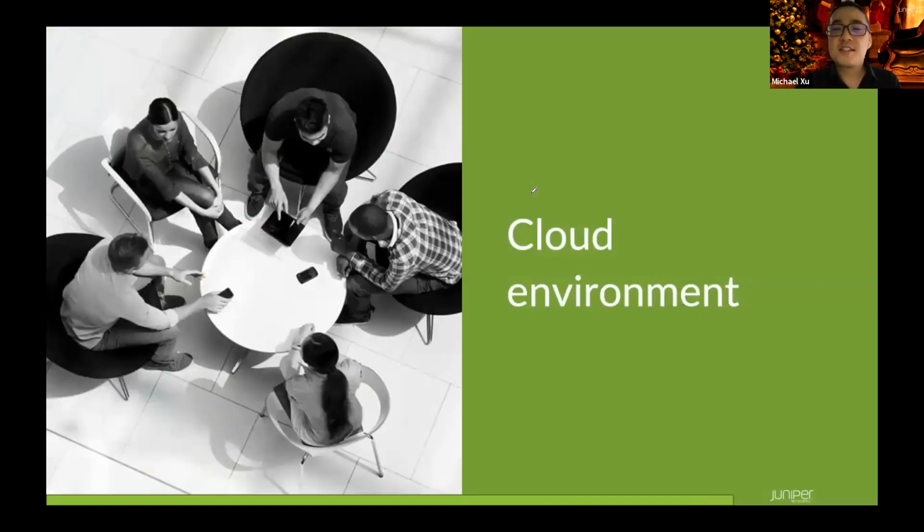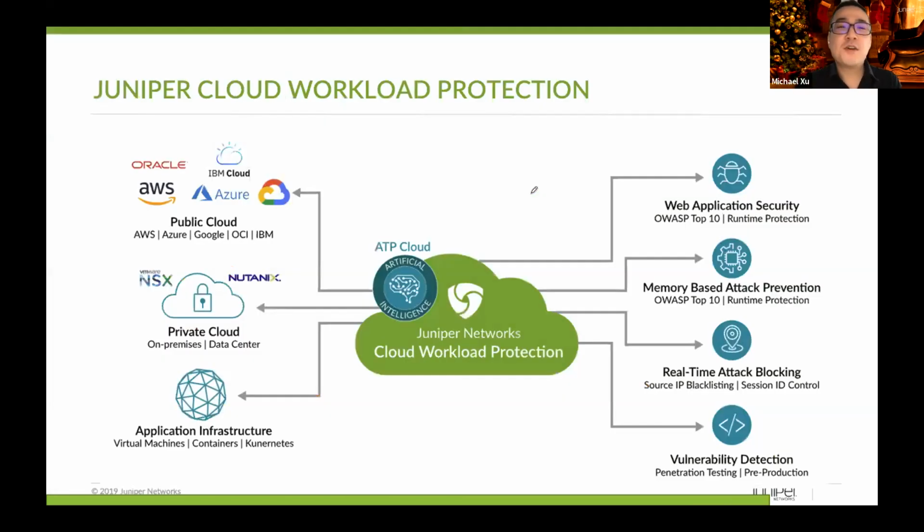And last but not least is the cloud environment. Recently, we have launched a new product, which is our Juniper Cloud Workload Protection Solution. In terms of workload protection, the first thing that comes to mind is definitely the WAF solution, right? However, our approach is slightly different. Our solution is considered a RASP solution, if you're familiar with the term. It's a Runtime Application Self-Protection solution.